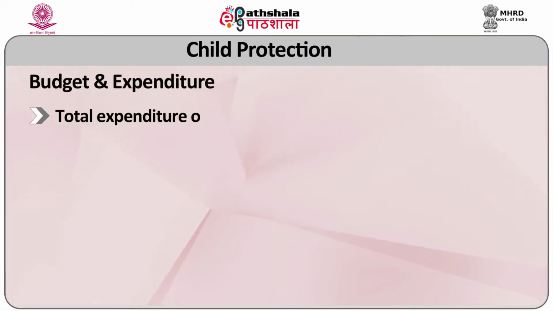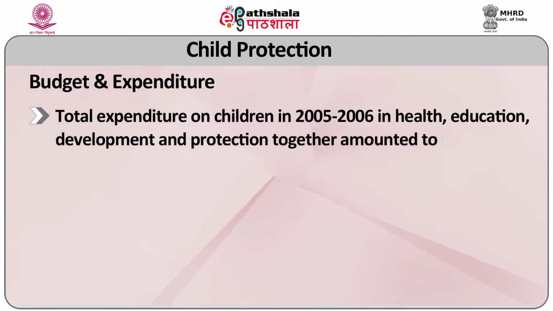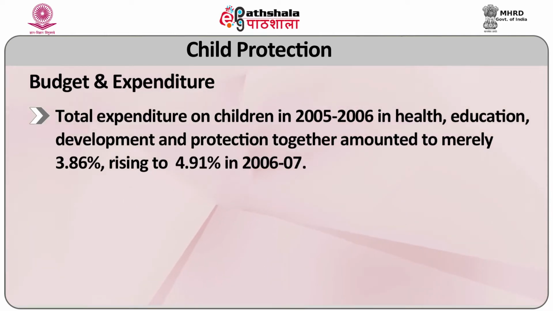Approximately 19% of the world's children reside in India, where more than 1/3 of the country's population, that is around 440 million, is below the age of 18 years. The realization that India must invest resources in children proportionate to their huge numbers came after the Ministry of Women and Child Development conducted a child budgeting exercise, which revealed that total expenditure on children in the year 2005 to 2006 in health, education, development and protection together amounted to a mere 3.86%, rising to 4.9% in 2006-2007.